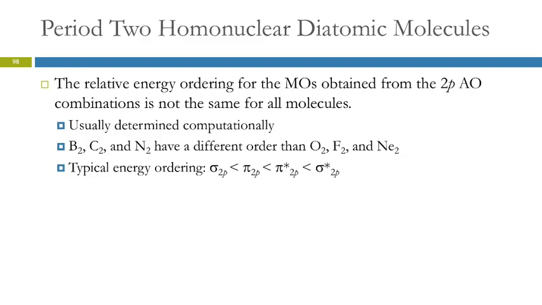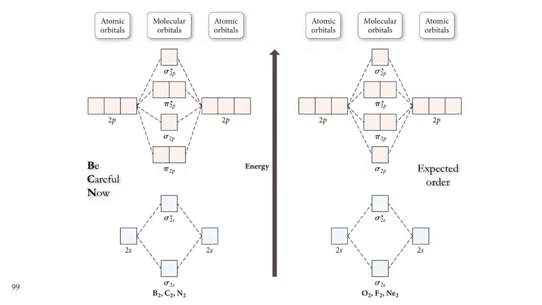So what we think of as the typical energy ordering is the sigma orbitals are both the lowest. The bonding is the lowest in energy. The antibonding is the highest in energy. And those pi molecular orbitals are in the middle, with the bonding being lower in energy than the antibonding. So this is what these would look like.